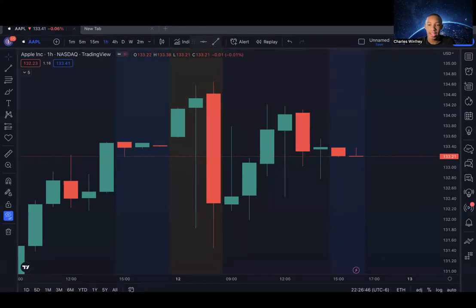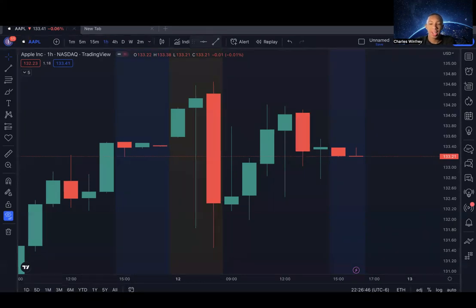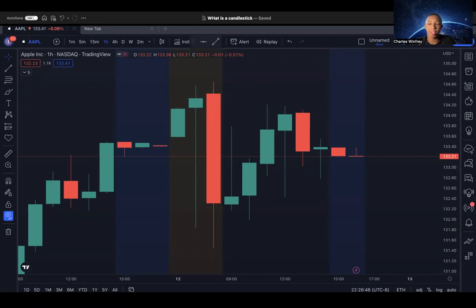So when the hour began, this is the price Apple was trading at. And once the hour ended, this is where Apple was trading. Since it closed lower than the open, we have a red candle. Candlesticks can help us find potential buying and selling points in the market, which will be covered in a later video. But this is what a candlestick is.